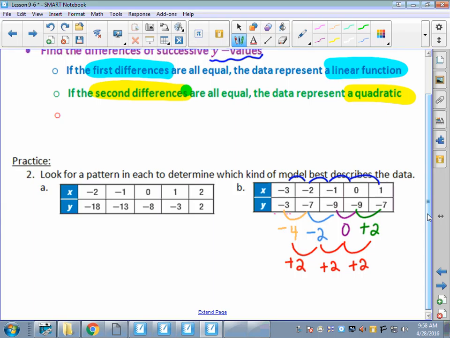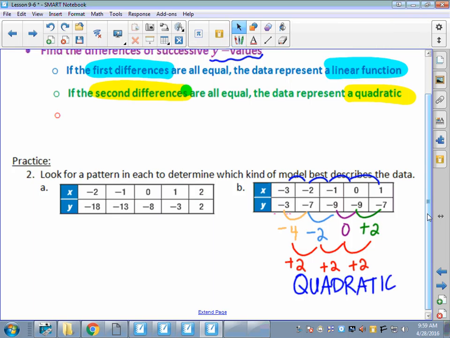When I do that, and if you're going to your calculator, by the way, you're going to think of how do I get from the first to the second, or take -7 minus -3. Take the second number minus the first. So since my second differences are all equal, this, if I graphed it like I did up in that example before, would look like a parabola, or it would be a quadratic equation.